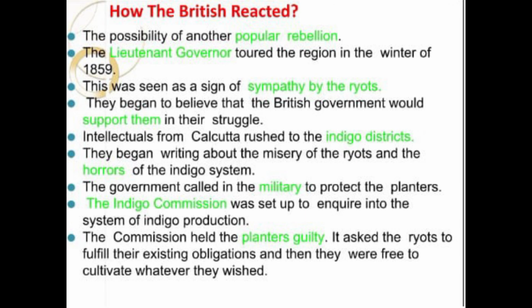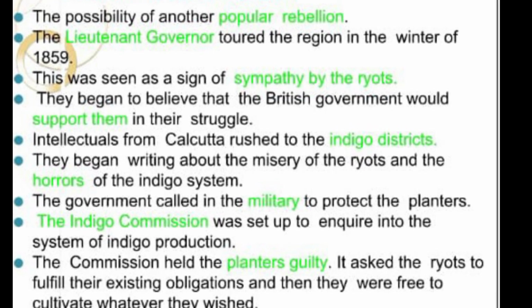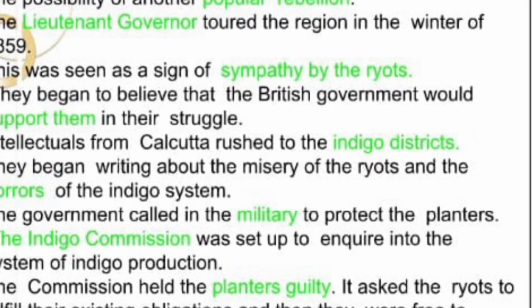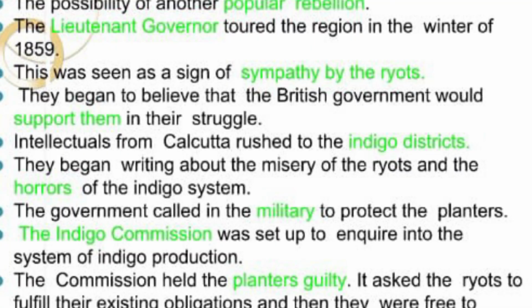How did the British react and what happened in Bihar? We will study. The possibility of another popular rebellion arose. The lieutenant governor toured the region in the winter of 1859. This was seen as a sign of sympathy to the riots, but it was not so. The peasants began to believe that the British government would support them in their struggle.